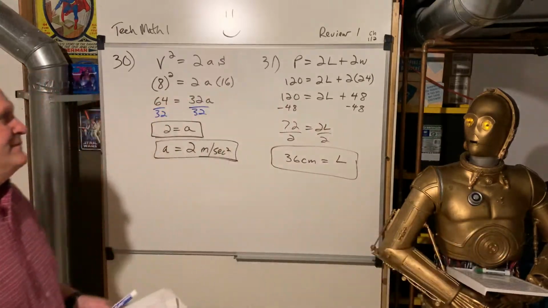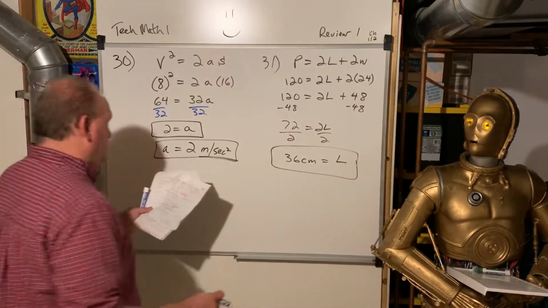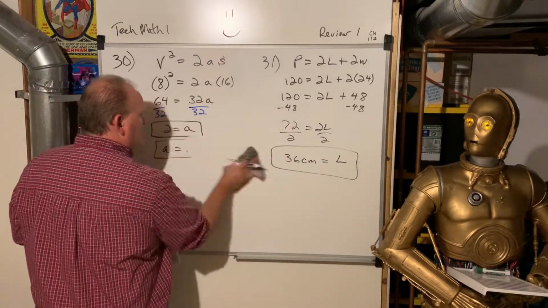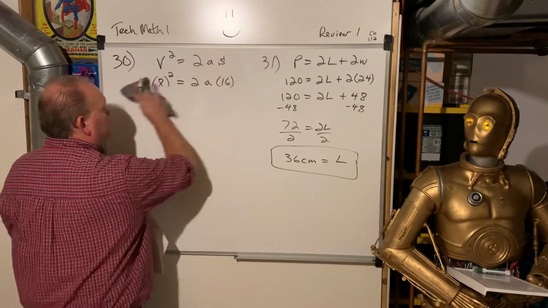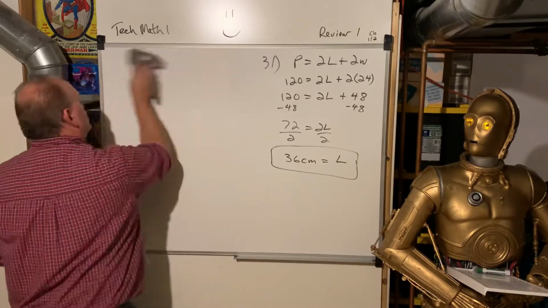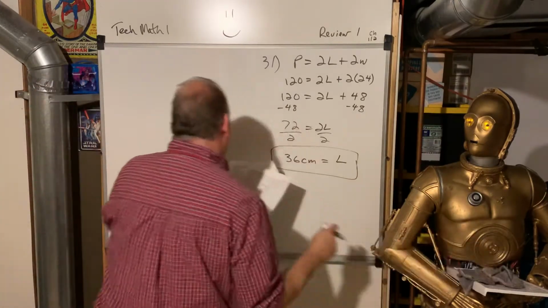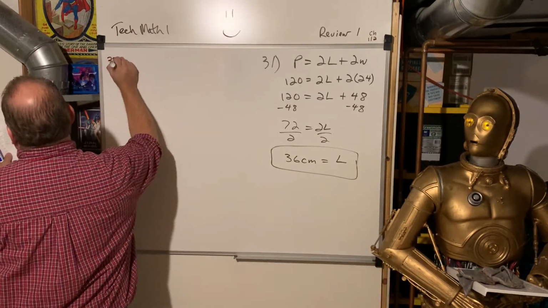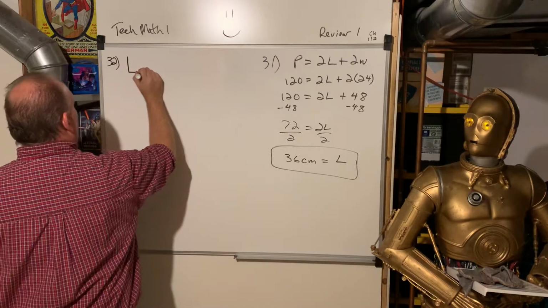Both of those were just kind of plug and chug. They gave us a formula, and then we had to just substitute in the values and chug out the answer. Now 32 gets a little more involved. I'm going to draw a pretty picture.